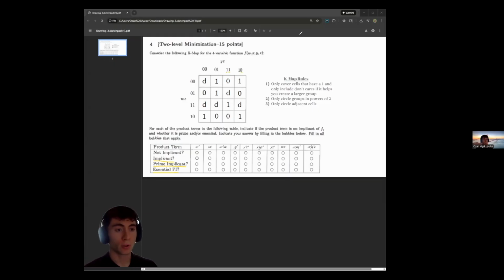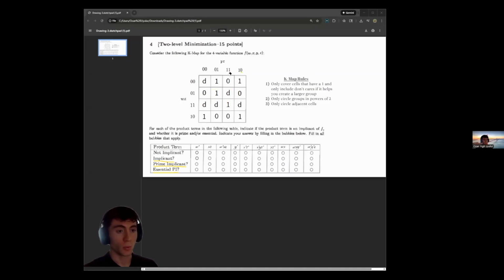Some general K-map rules to cover. Number one, we only cover cells that have a 1 and only include don't cares if it helps you create a larger group. So for example, if we look at this middle group right here, we see that the D's in fact help us make a larger group, which then minimizes the number of literals we need for that expression. So we would include the D's in this case.